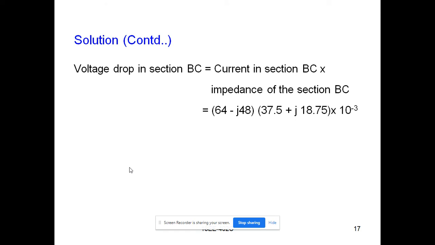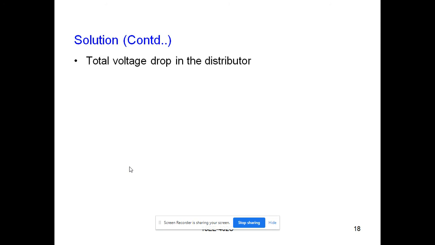And the last section is section BC. When we have to find the voltage drop in section BC, in a similar fashion as in the previous one, we have to multiply the current and impedance. We get 3.3 minus J 0.6.